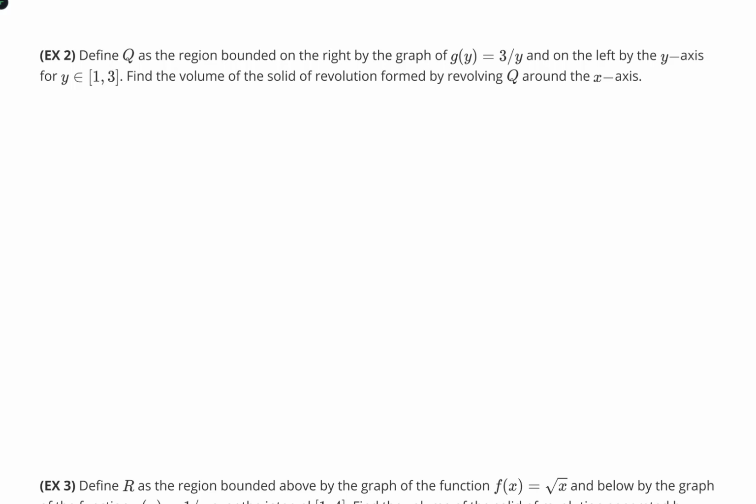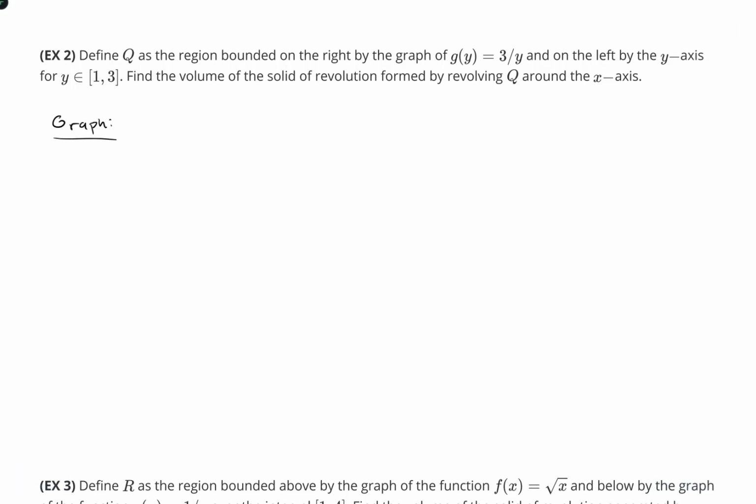Okay, so before we start into any formulas, let's first just make sure we understand what we are being asked to do, and the best way to do that is to have a picture of the region that we want to rotate. So let's start there, graphing these individual items.